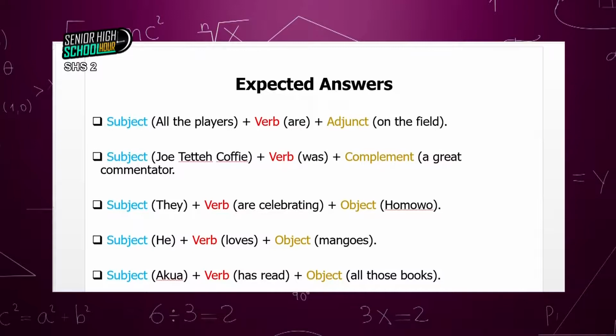So these were what we found. These were the expected answers. You would see that all the players is the subject, are is the verb, on the field is the adjunct. Then we had Joe Tete Kofi as your subject. Where's your verb? Was. And then a great commentator refers back to Joe Tete Kofi, therefore that is your complement.